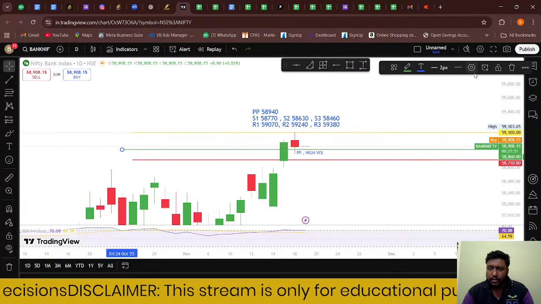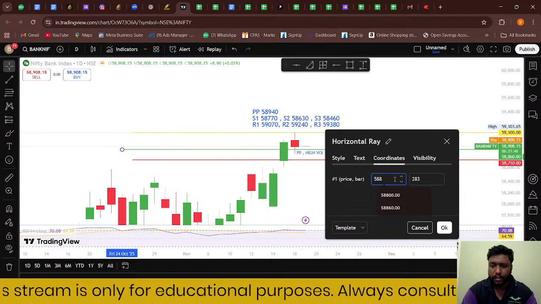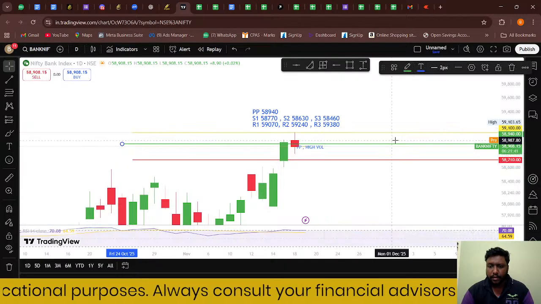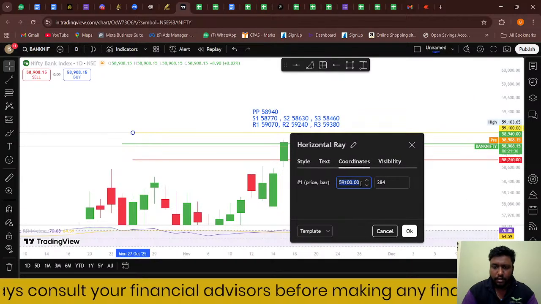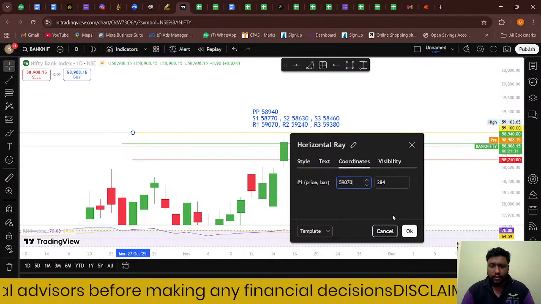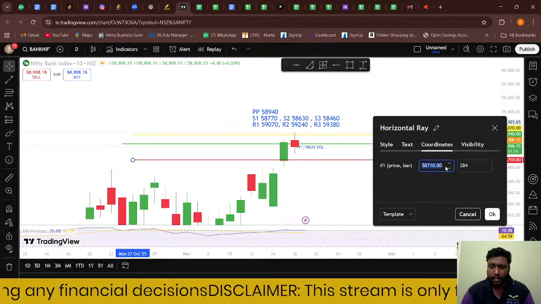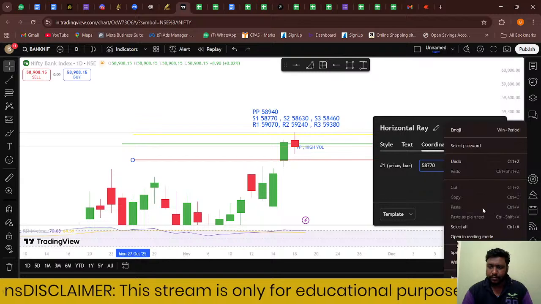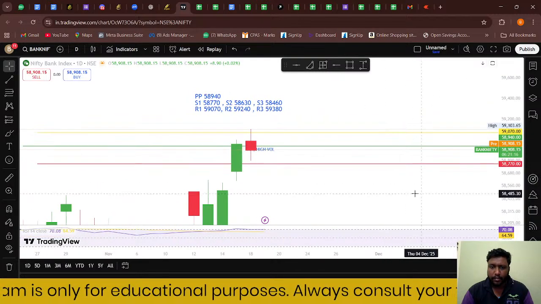We'll only mark this pivot line. We will check with respect to the movement happening today, 58,940, and R1 is at 59,070. So yesterday it was 100. 59,070 will be today's resistance 1, and first key support will be at 58,770. So these are the levels with respect to Bank Nifty for the day.